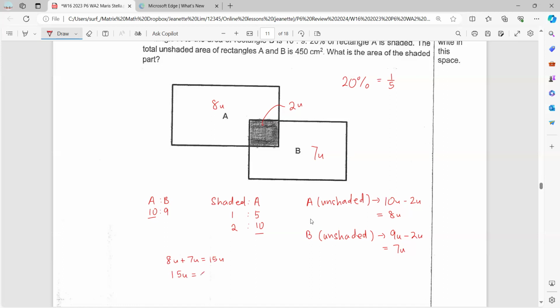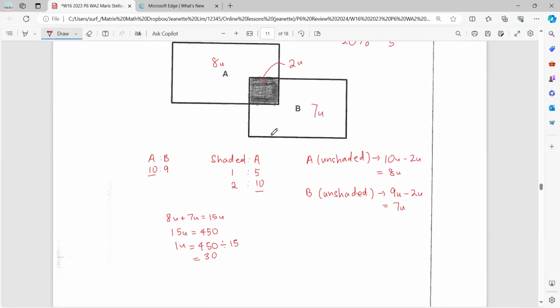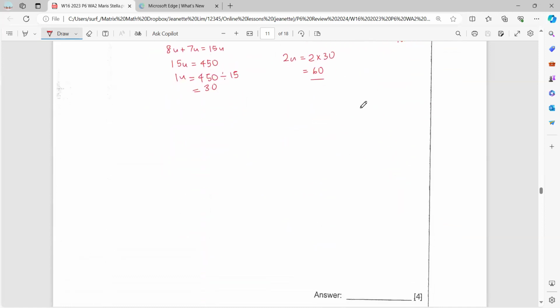Now 15 units is 450 square cm. We find 1 unit, which is 30. Okay, what is the area of the shaded part? Now the shaded part here is 2 units. So that's what we need to find, 2 units. 2 times 30, which is 60. All right, so that's the answer, 60 square cm.